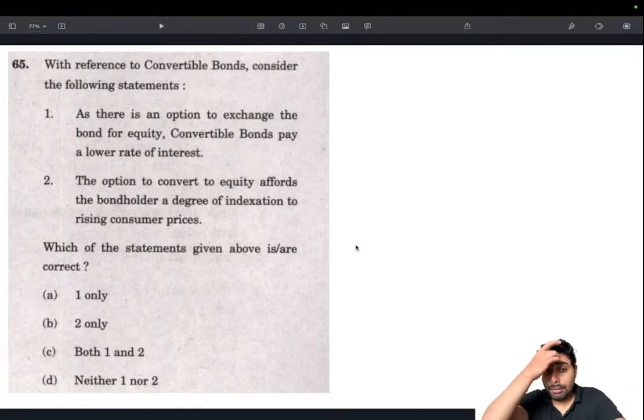to equity. For example, if I am holding a bond in Reliance for that matter, and it's 100 rupees, and I have an option. The bond actually pays me roughly 7% as coupon rate, meaning that I'll be getting around 7 rupees annually.